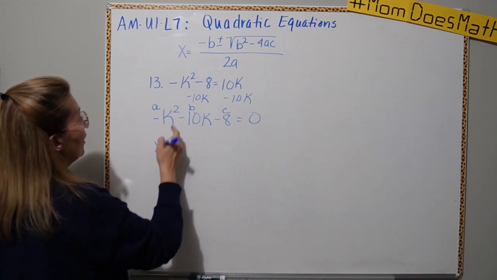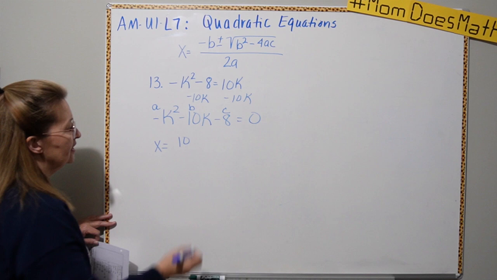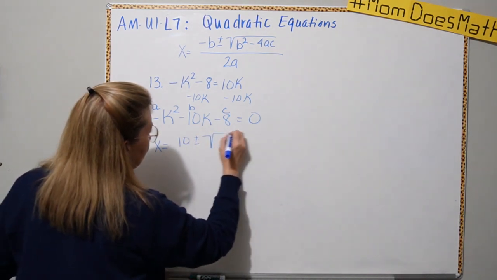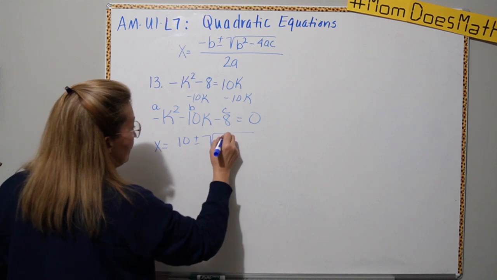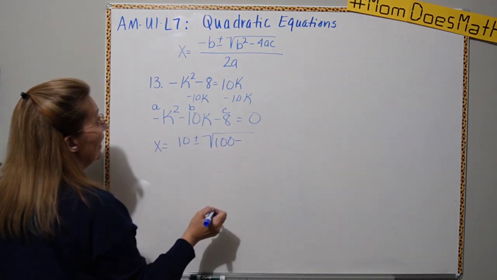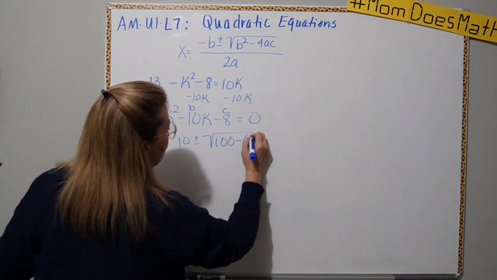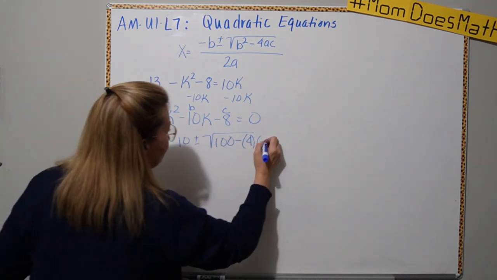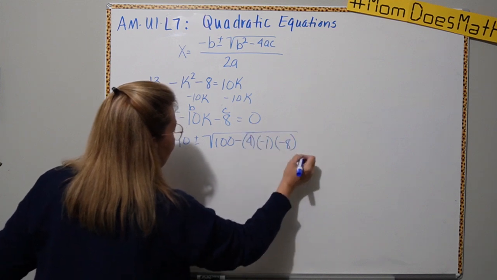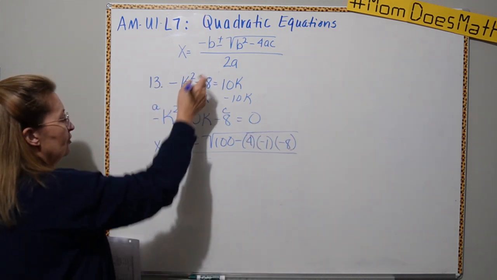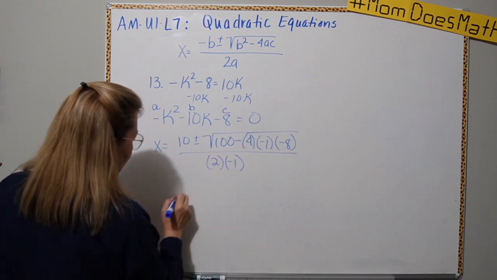So I have x equals, all right, negative b, which is going to be positive 10, plus or minus the square root of b squared, negative 10 squared, is 100 minus, all right, 4 times a times c, which is going to be 4 times, my a is negative 1, my c is negative 8, and this is all over 2 times a, which is negative 1, okay?